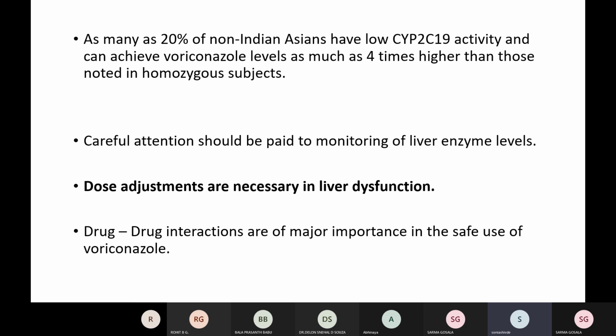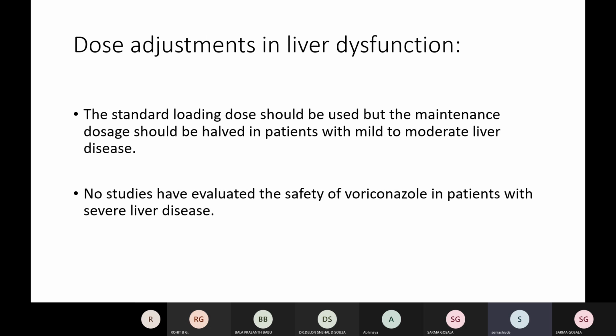However, it is not advised to make any dosage modifications in this non-Indian Asian population unless they have some associated hepatic comorbidities. Careful attention should be paid to monitoring of liver enzyme levels. Dose adjustments are necessary in liver dysfunction, the details of which I'll be highlighting later. And drug-to-drug interactions are, of course, of major importance in the safe use of voriconazole.